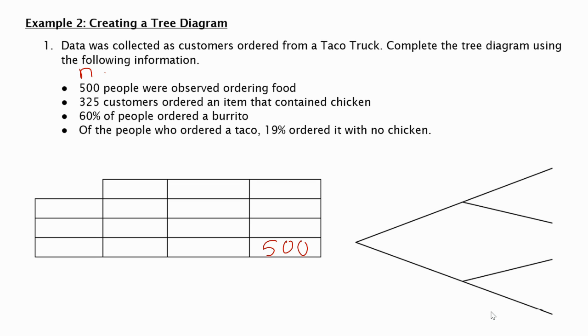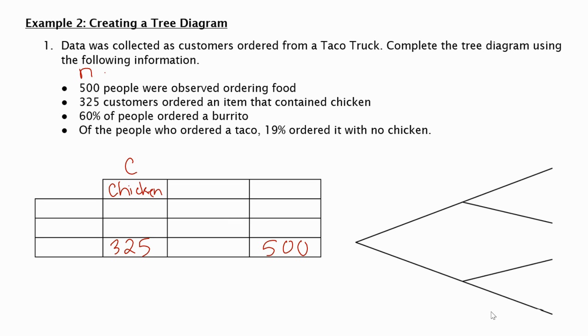And so 325 customers ordered an item that contained chicken. All right, so I know I'm going to be comparing something with chicken. Maybe I call that C. And then it says 325 customers had something that contained chicken. I'm going to write that total at the bottom.